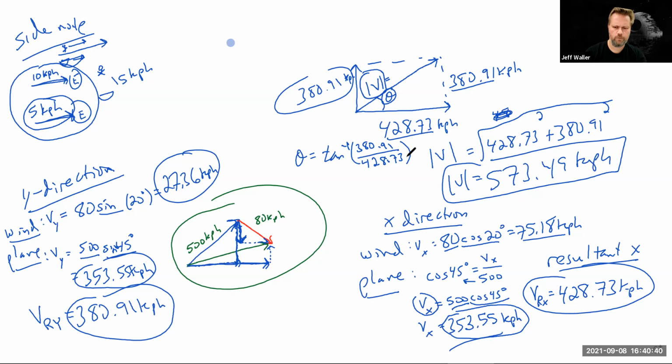Whoa, I just did something really weird. All right. 380.91 divided by 428.73. I get an angle of 41.62 degrees.